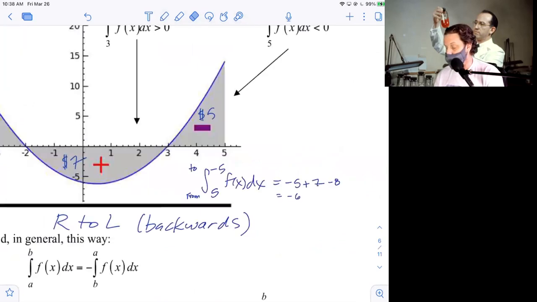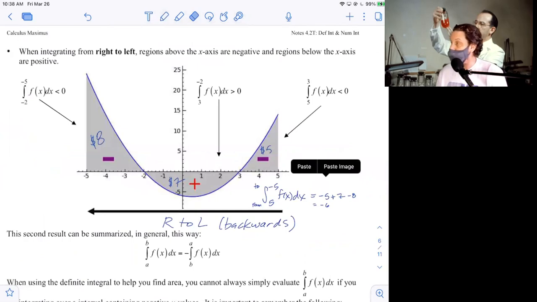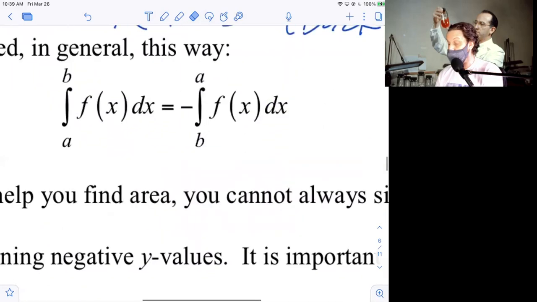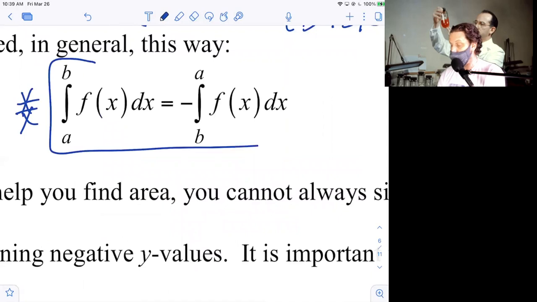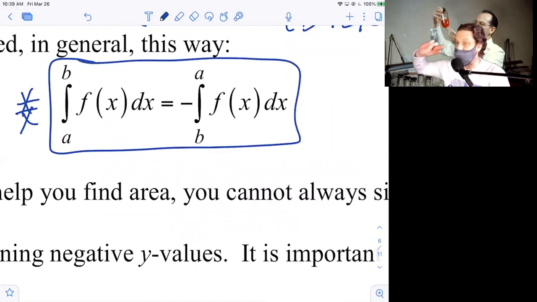Okay, so it's super important. You can use areas of regions to help you find integrals. You just have to consider 2 things. Are we going from left to right or right to left? And are the y values above or below the x-axis? Okay, this leads us to a very, very important little property. The integral from a to b is the opposite of the integral from b to a. Okay, very important. So if you ever need to flip your interval of integration, you can do that so long as you change the sign out front.